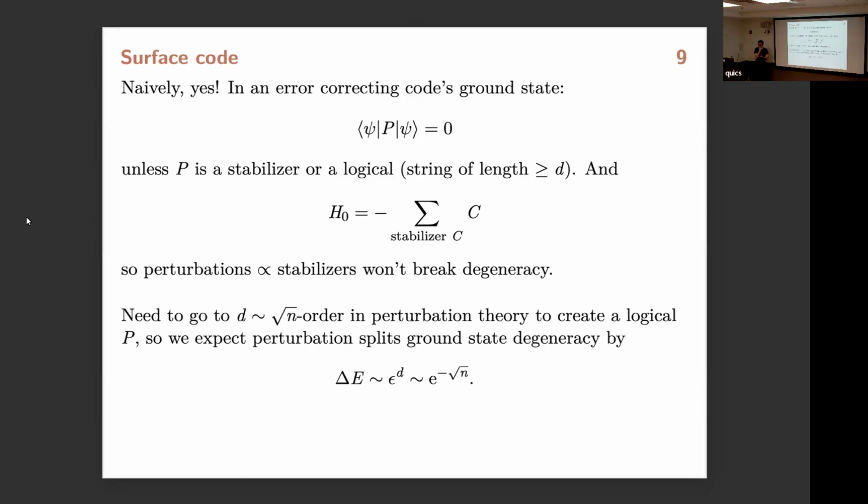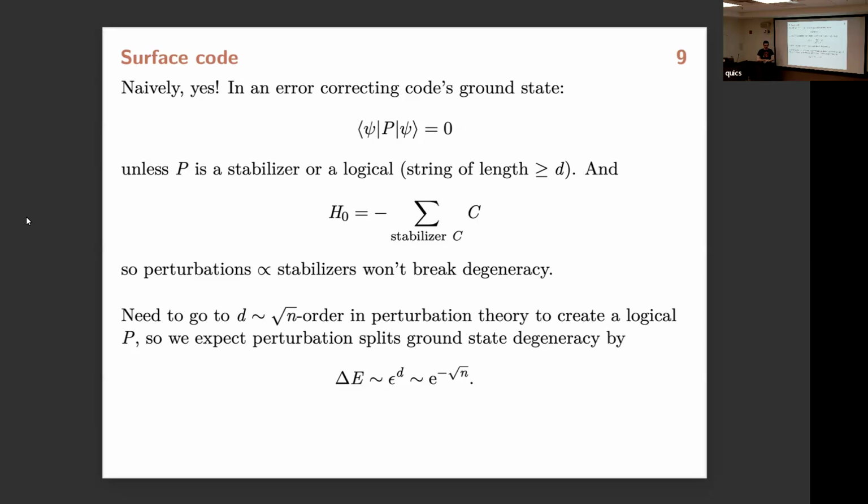And for the surface code, D scales like square root n. So we have to go to order square root n in perturbation theory, naively at least, to break the ground state degeneracy. So this suggests that we indeed have a stable phase of matter. When we take the large n limit, the energy splitting is falling off as a stretched exponential between our 2 degenerate ground states, e to the minus square root n. And this Hamiltonian H naught is gapped.